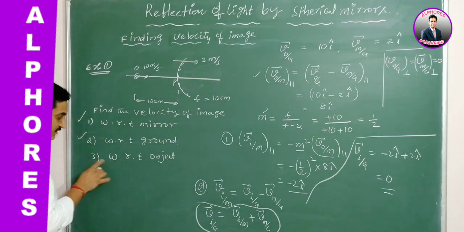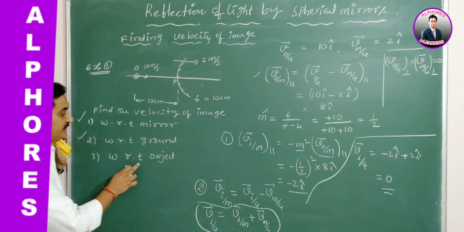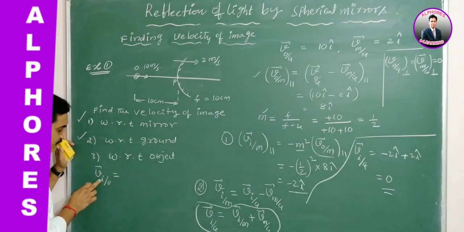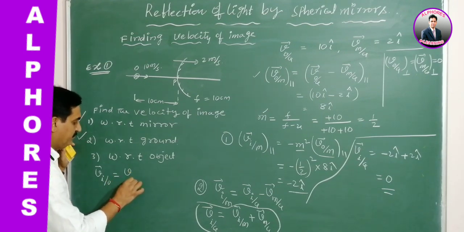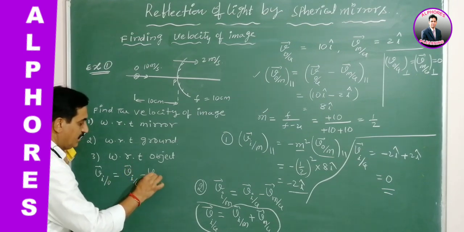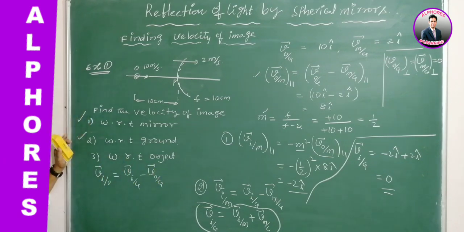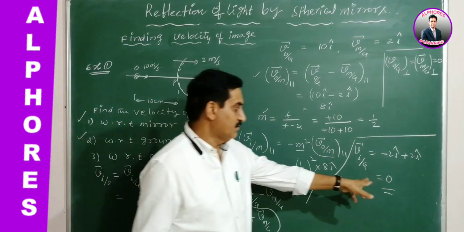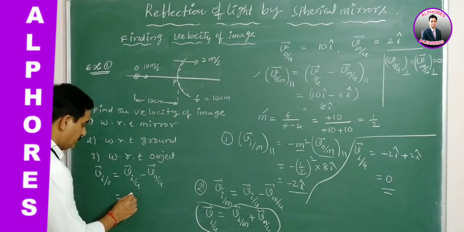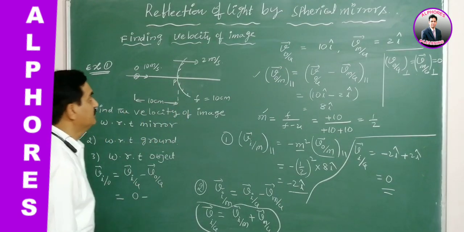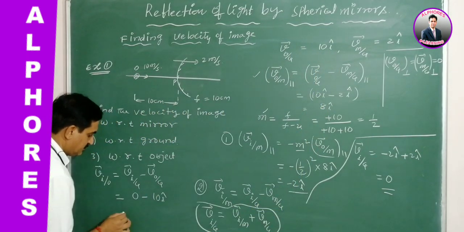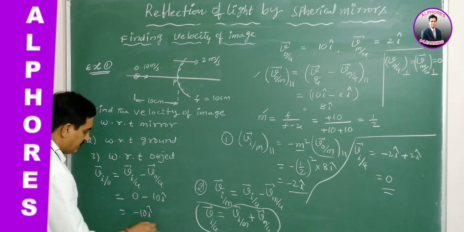So let us work it out over here. Third question: what is it with respect to object? Velocity of image with respect to object is equal to, by the relative velocity formula, image with ground minus object with ground. Here the velocity of image with ground is calculated as 0, minus object with ground. Object with ground is how much here? 10i. Put here 10i, so as a whole it is minus 10i.